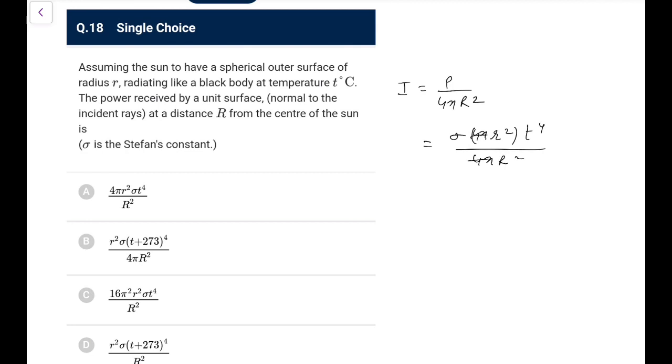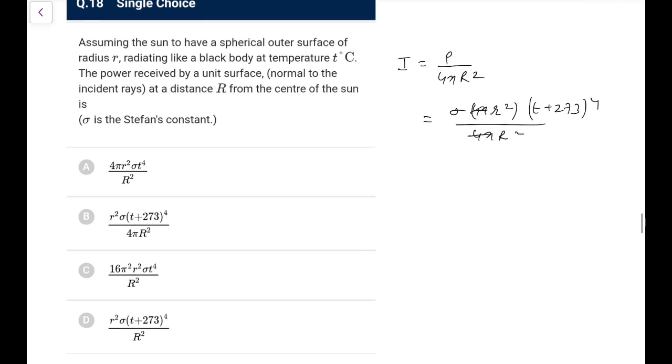This temperature was in Celsius. Okay, so make sure, because it was in Celsius, it should be in Kelvin. So it would be like this. That would be the better option. So what we are left with, I think only option D, that is the right one.